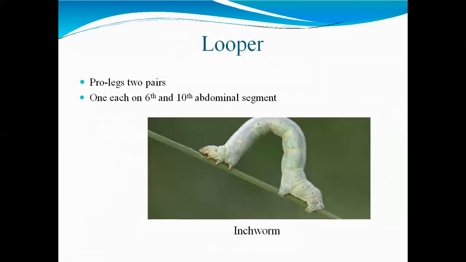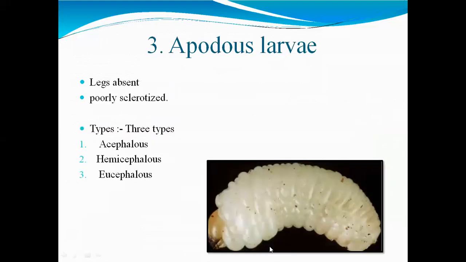Next is looper. It is clear from its name: it has a loop-like structure, the inchworm. Prolegs, 2 pairs, one each on the 6th and 10th abdominal segments. The example of a looper larva is the inchworm.